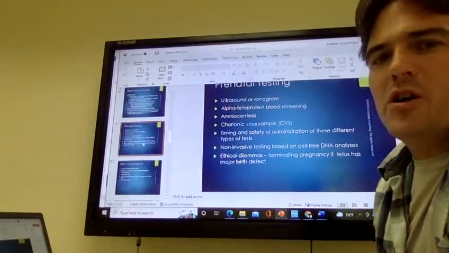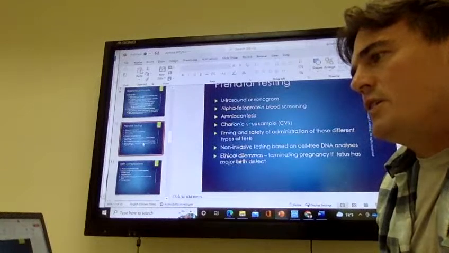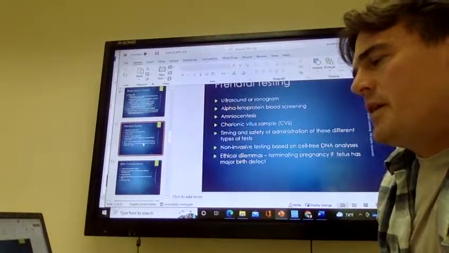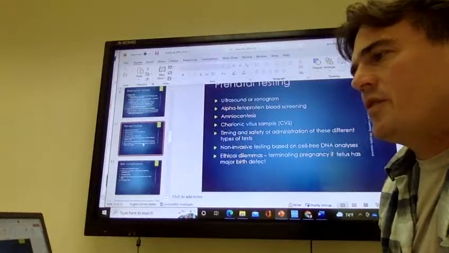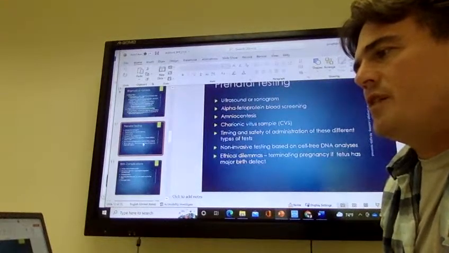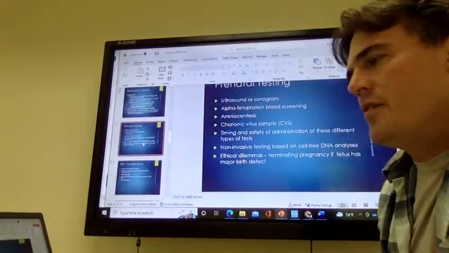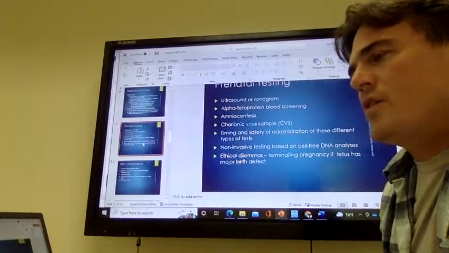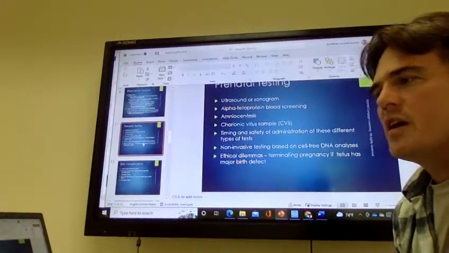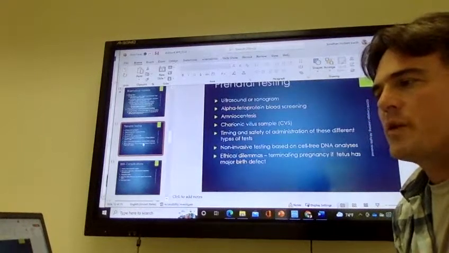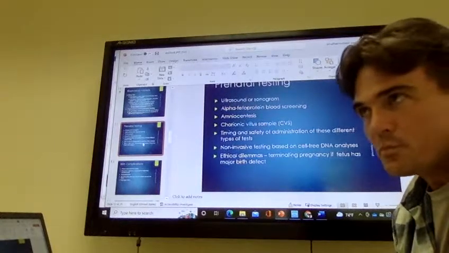There's amniocentesis, chronic villus sample, the timing and safety of administration of these different types of tests. There's also non-invasive testing based on free cell DNA analysis. And then finally is the question, and we'll see in our code of ethics, some of the things that you guys get, an ethical dilemma. So terminating pregnancy if a fetus has a major birth defect.